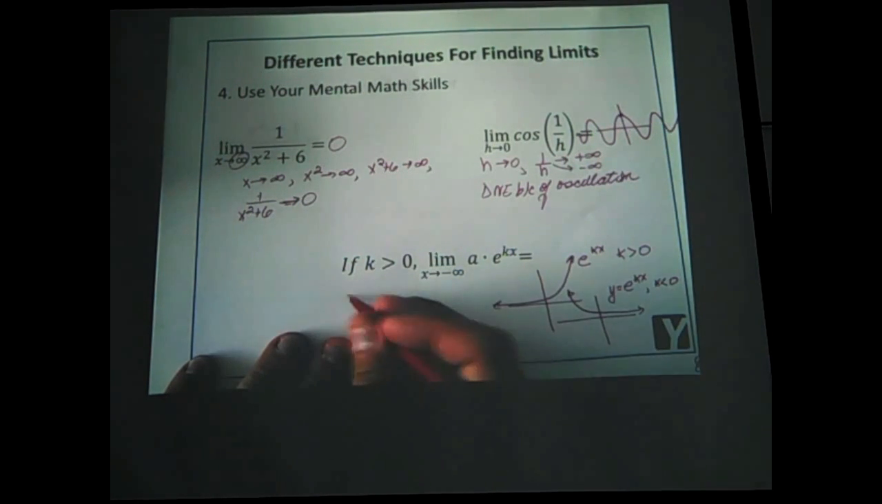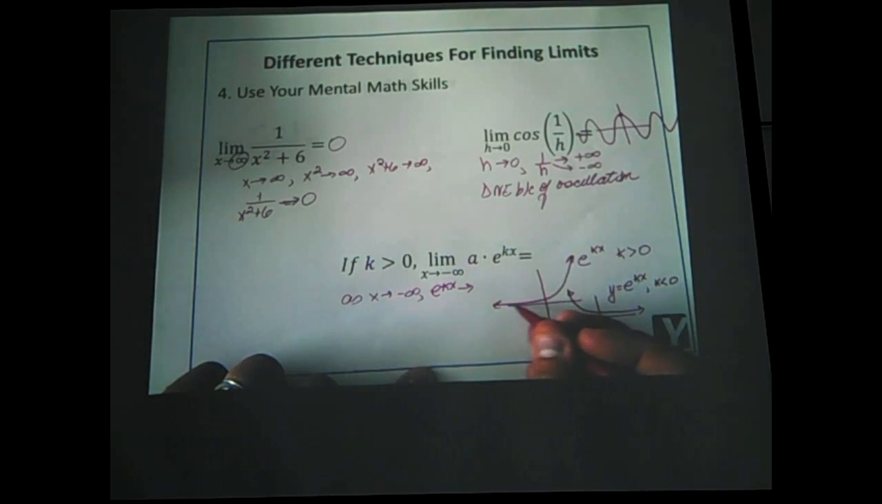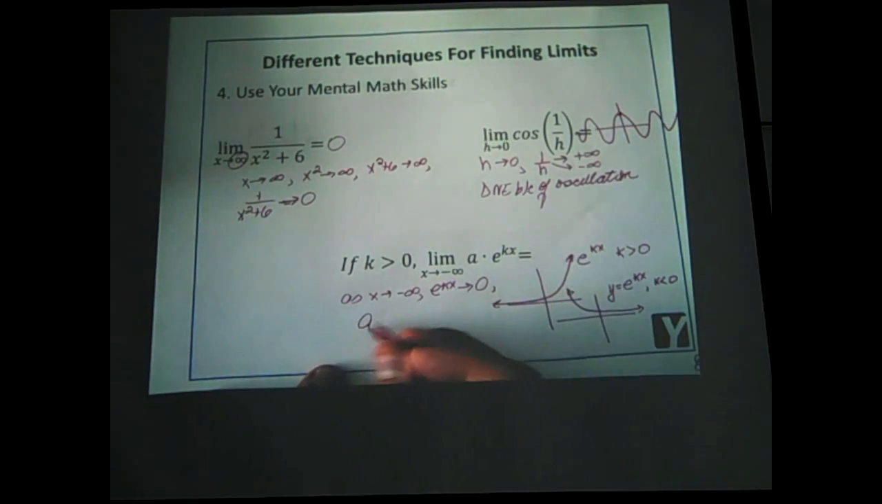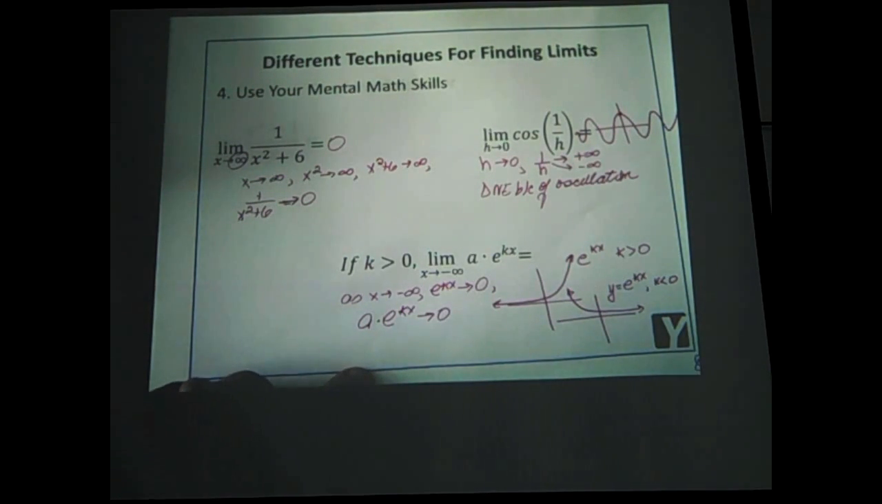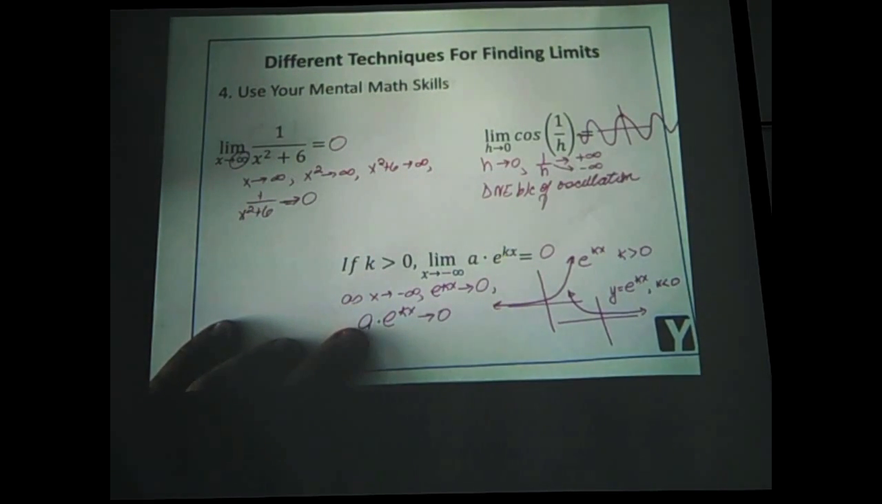So what happens as x approaches negative infinity? Well, what happens to the graph of e to the kx? As x approaches negative infinity, we see the graph decreases and decreases and decreases, getting closer to 0. Whatever a is, a times something that gets closer and closer to 0 will also approach 0. So we can say with confidence now that the limit as x approaches negative infinity of a times e to the kx is equal to 0. Those are 3 great examples of how you can use your knowledge of graphs or your number sense skills to solve some of these tricky limit questions.